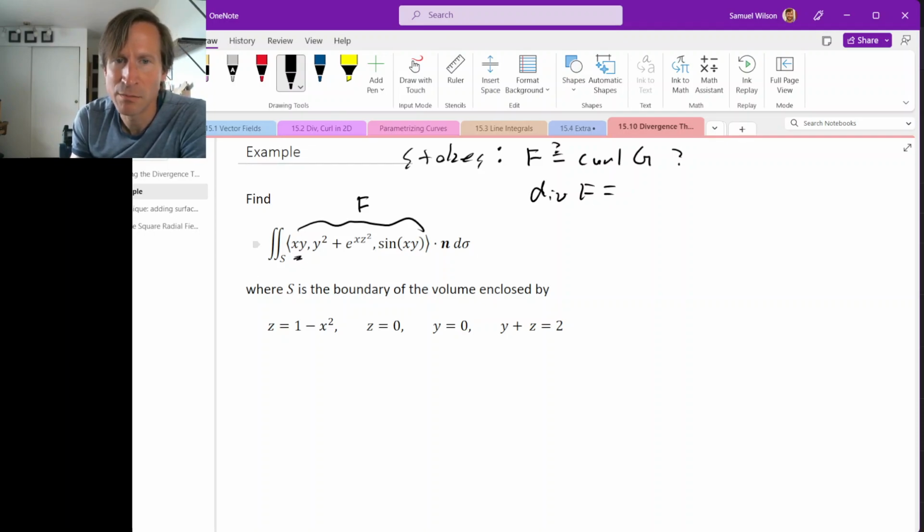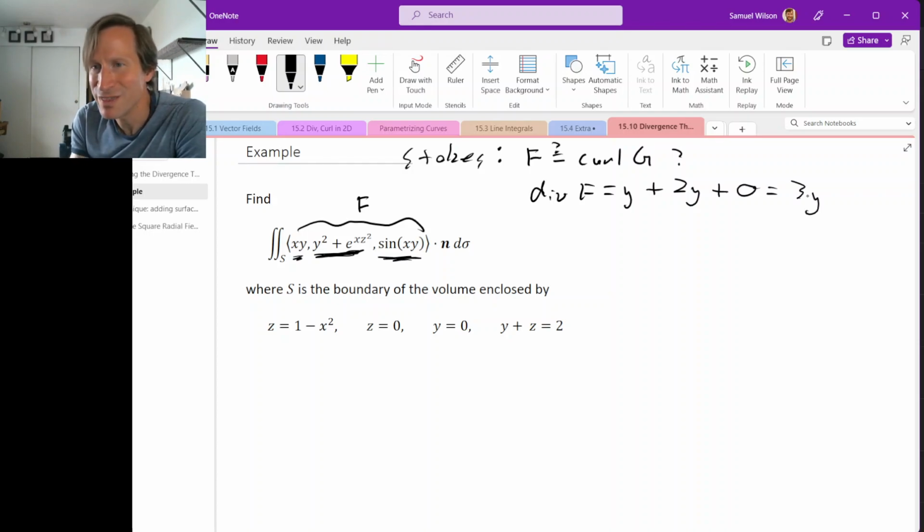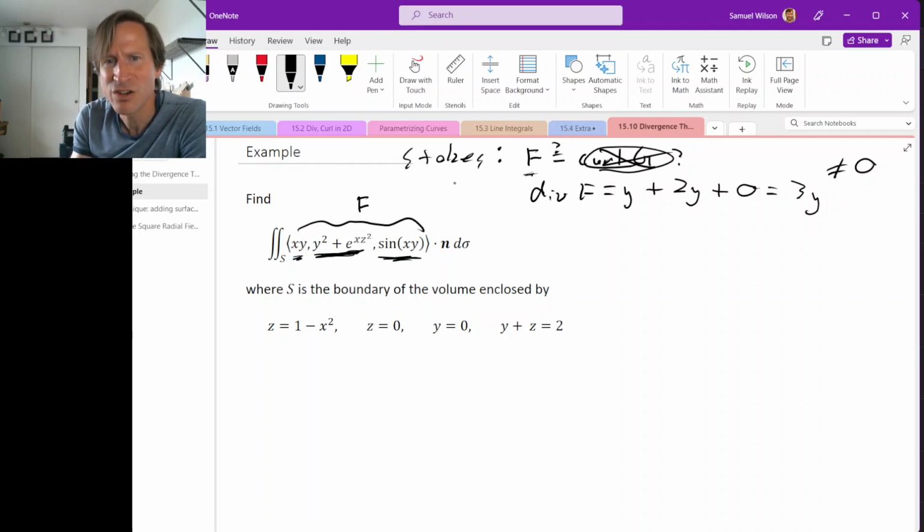So partial m partial x, that's y, plus partial n partial y, which is going to be 2y. This exponential part drops out because it doesn't have any y's in it, plus partial p partial z, but that's 0. So the divergence of this is 3y. So, well, this is not 0. And so, since the divergence of this vector field isn't 0, it can't be the curl of something. So we can't use Stokes' theorem. We might have hoped we could, to write this as a line integral, but this isn't the curl of something, so we can't use Stokes' theorem.